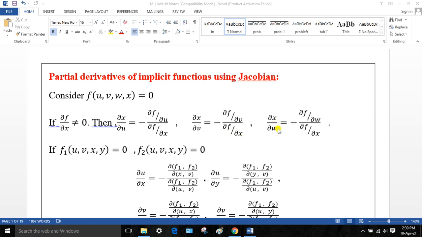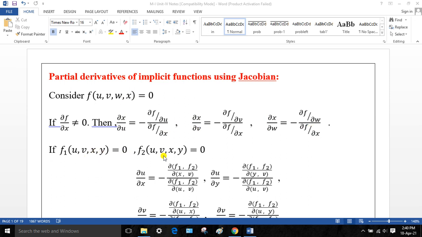Suppose you have to find del x by del w. Again the same logic. Take the negative sign, the entry of the function first, del f, that is the entry of the function, upon. Again I have to write the denominator here. What is the denominator? That is del w. So I write here del w, upon the numerator, del x. Now this is for one function, or suppose one equation is given, then you have to apply this formula.